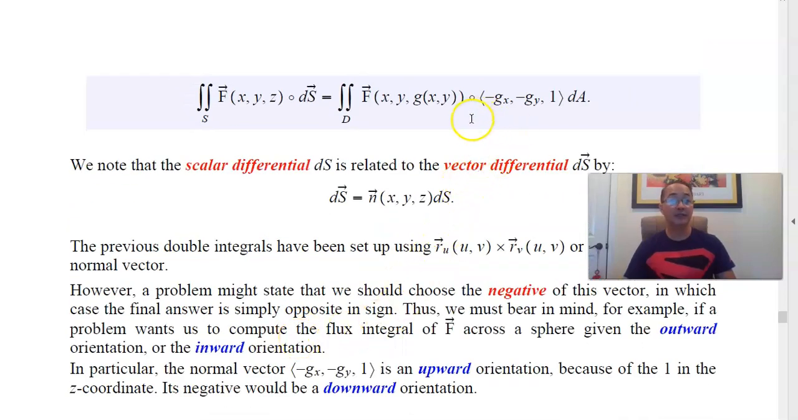If you have a Cartesian surface, the normal vector, the cross product, was just (-gx, -gy, 1), as we saw before. Earlier I said there's an arrow on top of the S. What does that mean? It basically just means dS multiplied by the unit normal vector at that point.